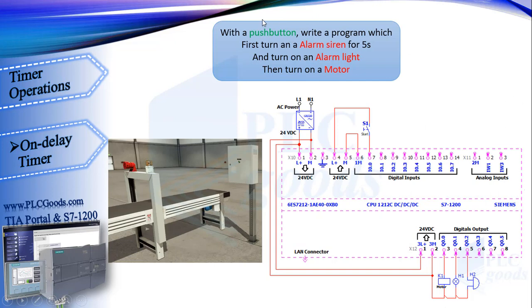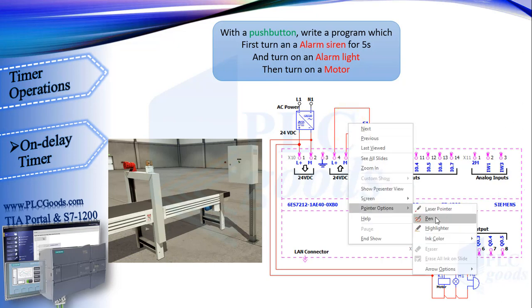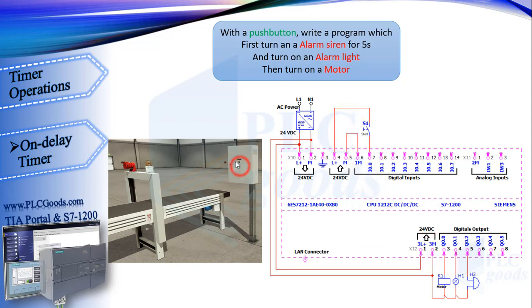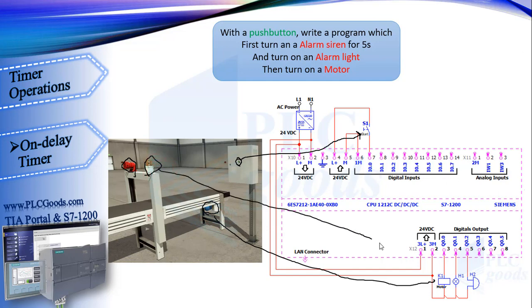Try to write a program which with a push button, first turns on an alarm siren for 5 seconds, and turns on an alarm light, then turns on a motor. Here we have a push button and 3 outputs. A motor, an alarm light and an alarm siren.